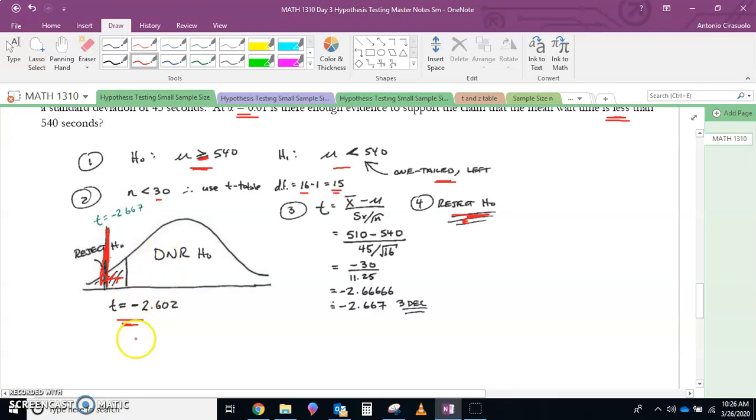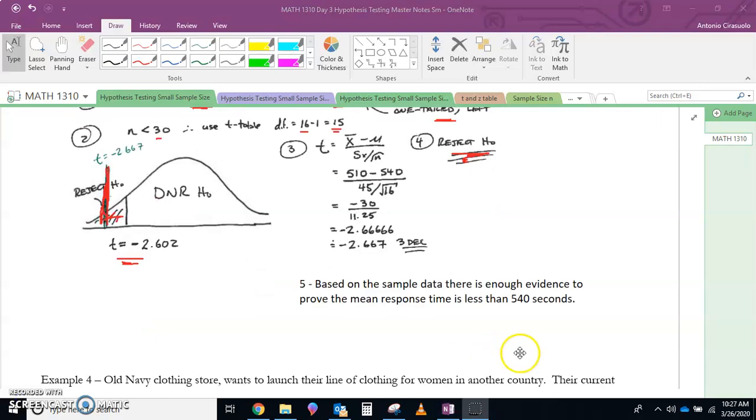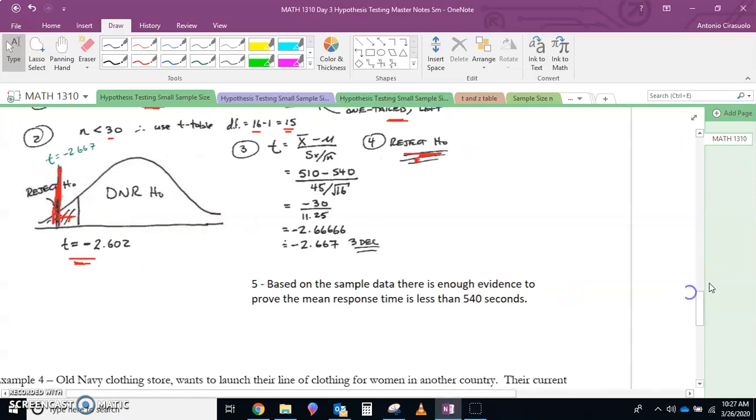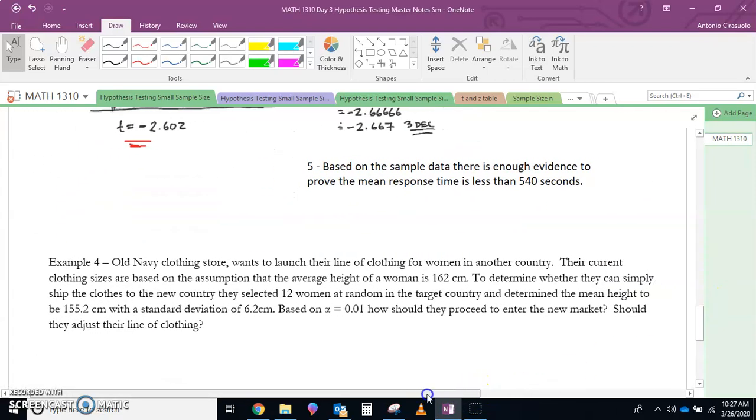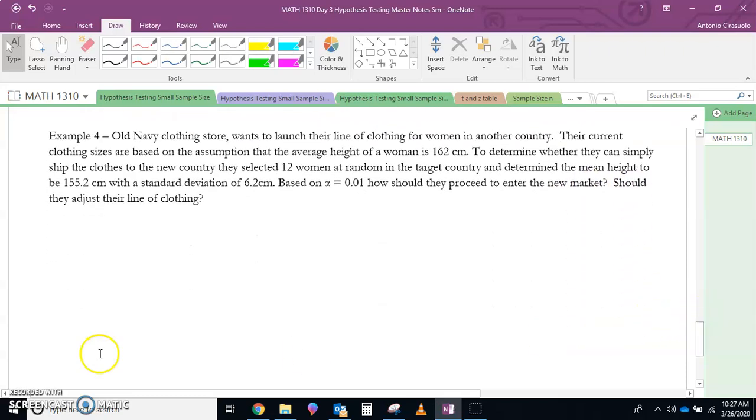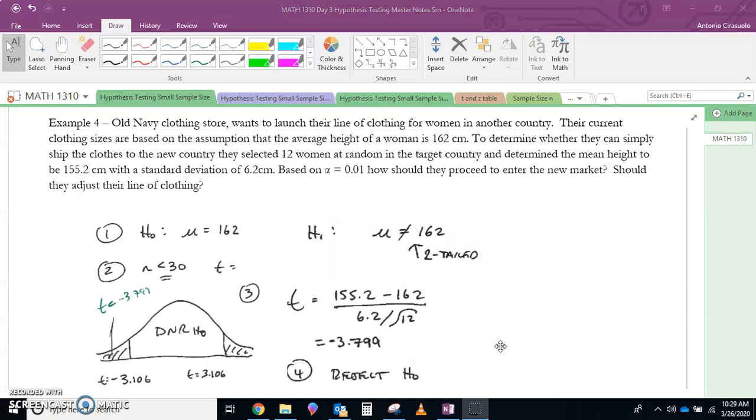So let's state the conclusion, and once again, how does that look like? So based on the sample data, there's enough evidence to prove the mean response time is less than 540 seconds. And we're done. Let's take a look at the last example, and same deal. I'll ask you to read and put it together, and I'll walk you through the solution.